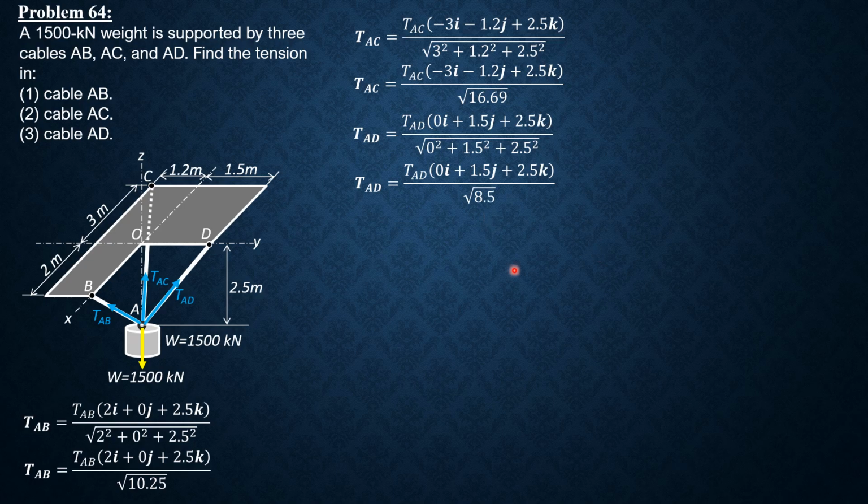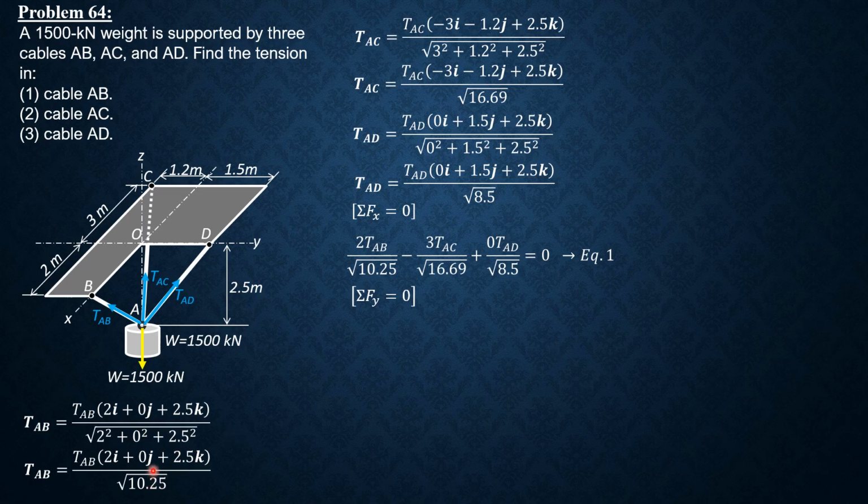We then set up the equilibrium equation, summation forces x equals 0. So take note, the 1,500 has no x component. So we have 2 over square root of 10.25 TAB, then minus 3 over square root of 16.69 TAC, then plus 0 TAD over square root of 8.5 equals 0. Equation 1. Summation forces y equals 0.